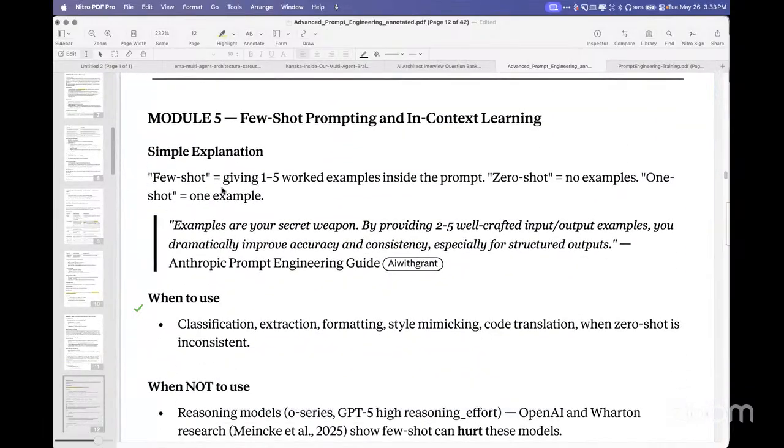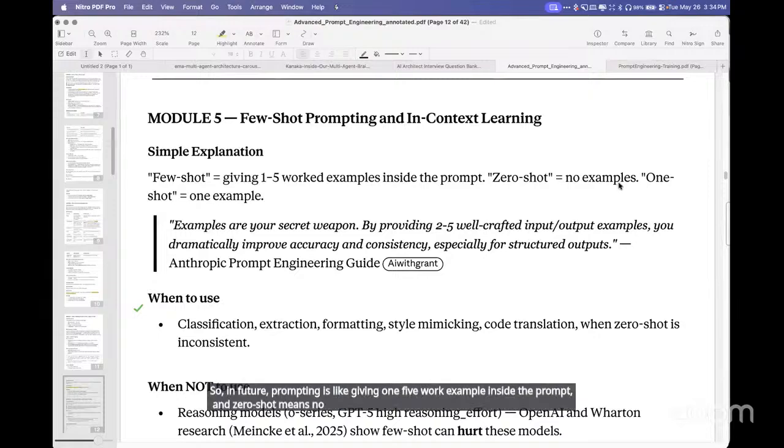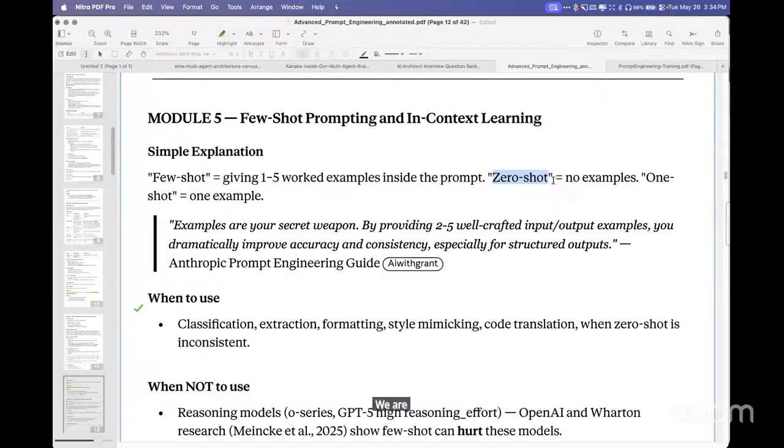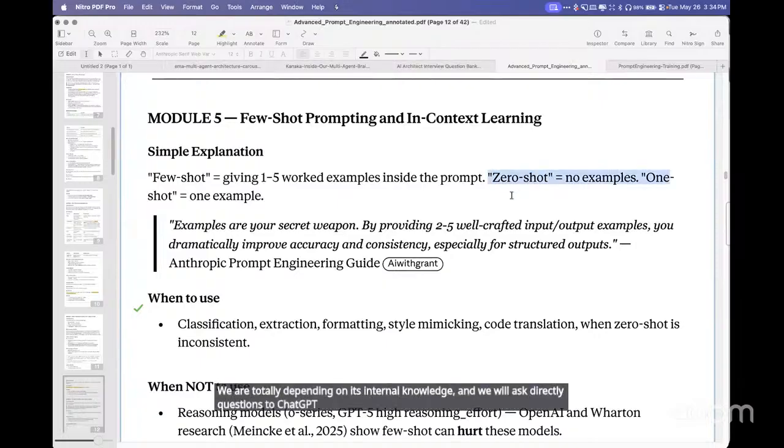Few shot prompting is like giving 1 to 5 worked examples inside the prompt, and zero shot means no example at all. Generally when we query ChatGPT, we follow this zero shot technique. We don't give any background or any learning example to ChatGPT. We are totally depending on its internal knowledge, and we ask questions directly to ChatGPT. So generally we follow this zero shot technique.